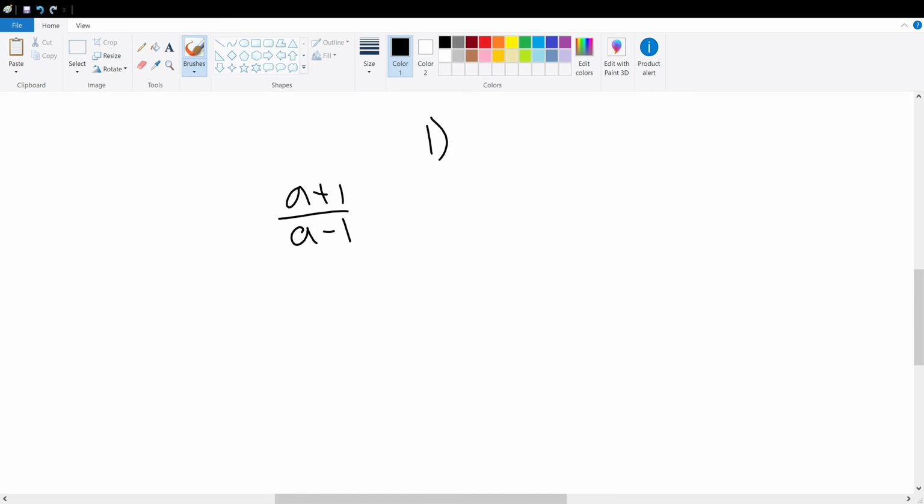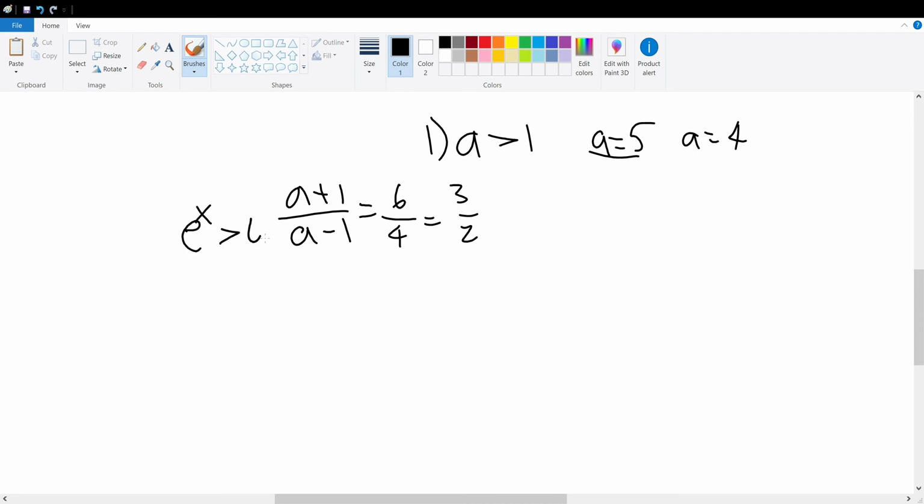The first scenario, a is greater than 1, such as a is equal to 5 and a is equal to 4. When a is equal to 5, this will be equal to 6 over 4, which will be equal to 3 over 2. 3 over 2 is greater than 0, hence it will satisfy the condition of e to the x being always greater than 0. We can do the same thing when a is equal to 4. 4 plus 1 will be 5, 4 minus 1 will be 3. This will be greater than 0, hence this would match our condition as well.